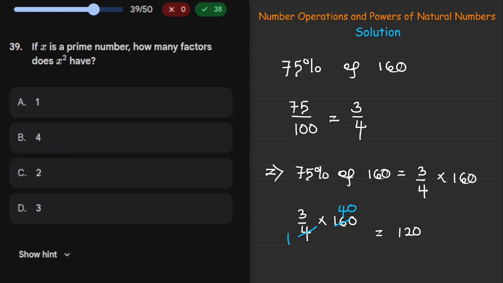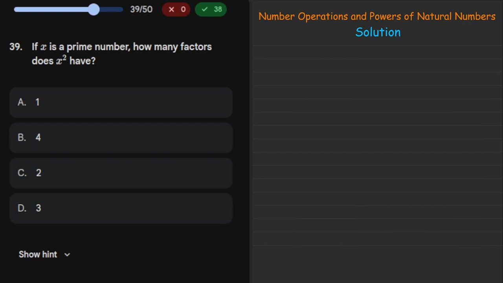We proceed with question number 39. We are gradually getting to the end of this session. Question number 39 says, if x is a prime number, how many factors does x squared have? So we have x being a prime number, and then we actually want the factors of x squared. How do we get it? Let's use some few examples to get this.